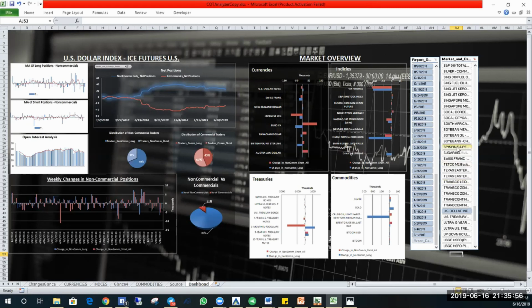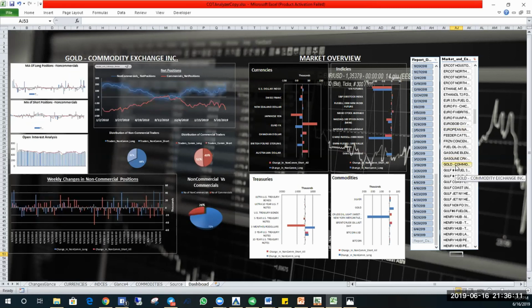All right, like I said, my key focus today will be on gold. I'll take a look at gold, look at Bitcoin, look at EUR/USD, and I'll look at maybe GBP/USD.